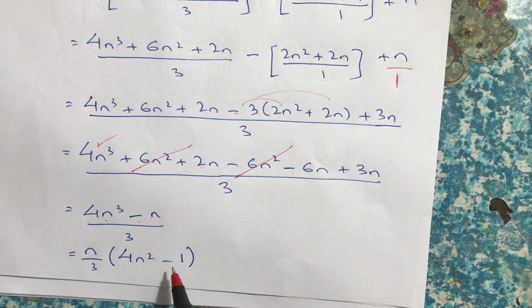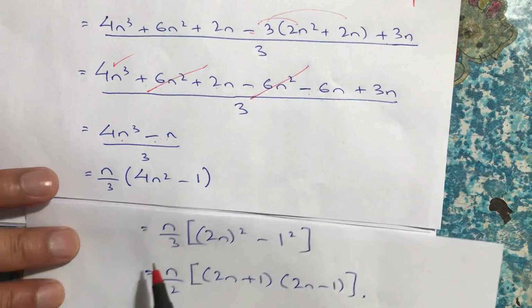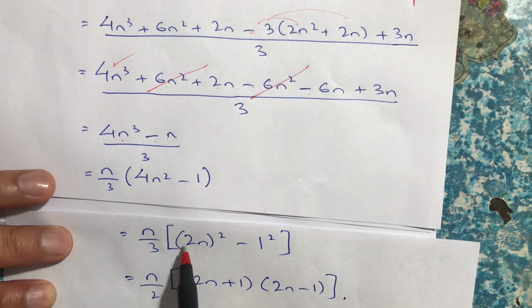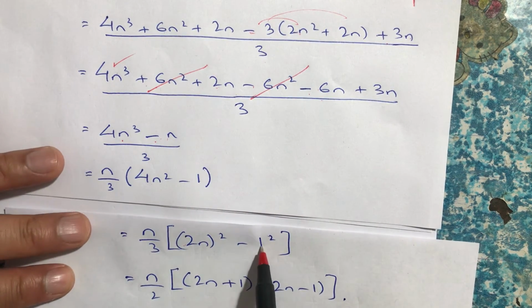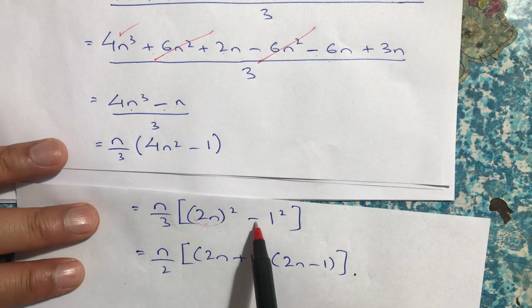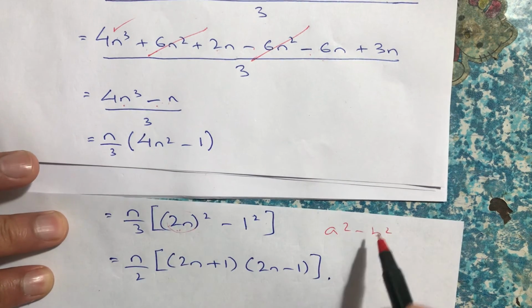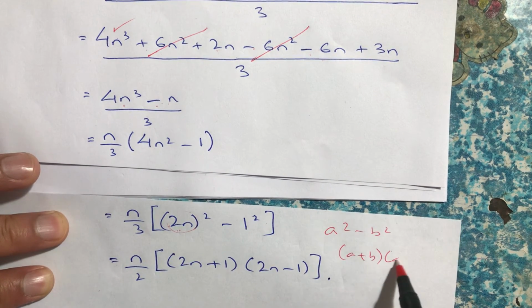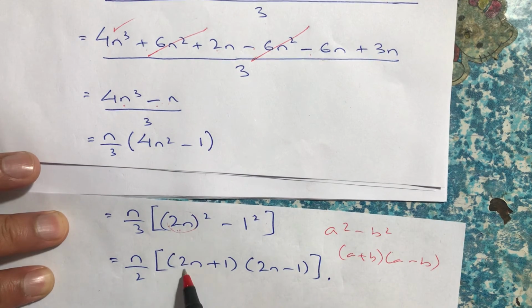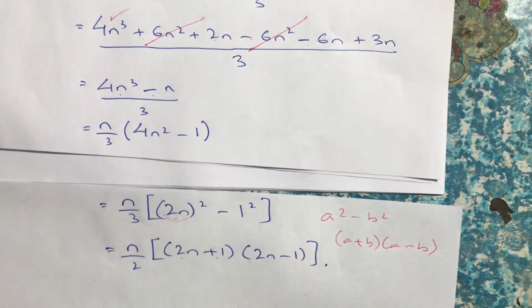So we can leave the answer like this, but since we are in class 11, if you look carefully, this can be further solved. So we can write this further as n by 3. This can be written as 2n whole square minus, I can write 1 as 1 square, and then this becomes in the form of a squared minus b squared, and the formula of a squared minus b squared is a plus b, a minus b. So this is a, so a plus b, a minus b. So that's the final answer for this particular question.